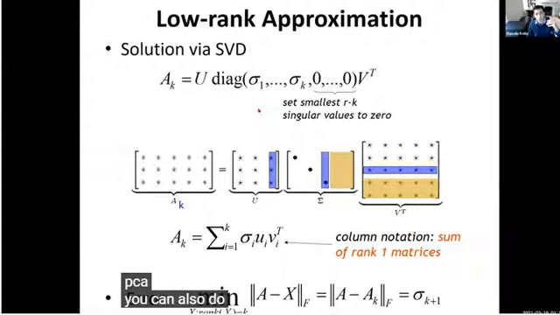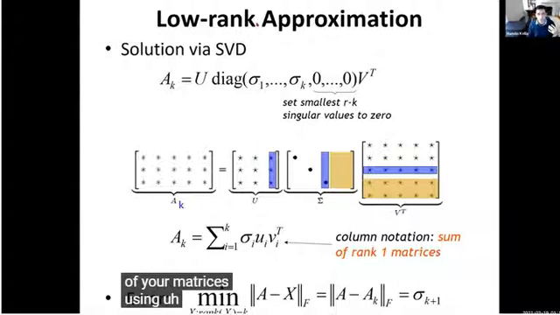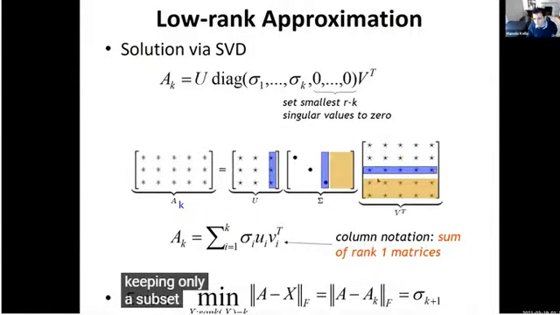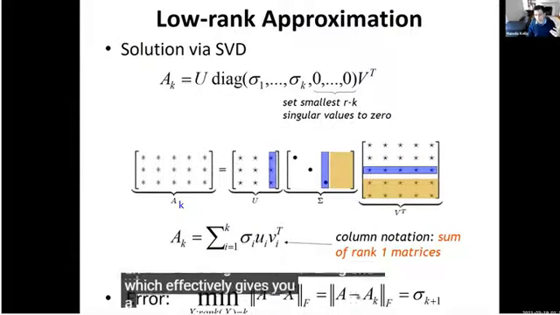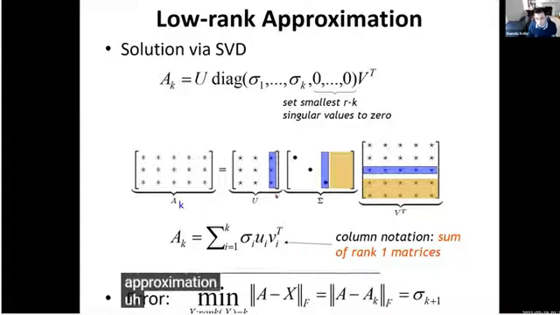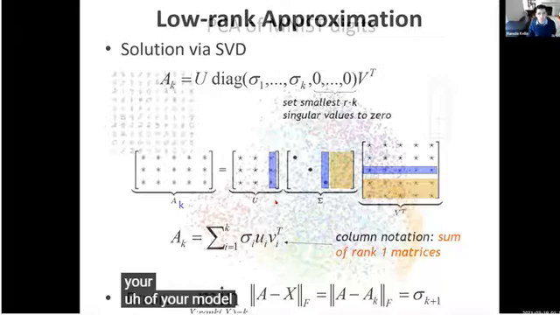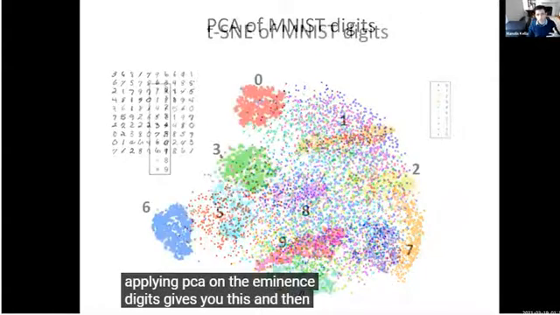You can also do low rank approximations of your matrices using this singular value decomposition approach of keeping only a subset of your singular values and then zeroing out the remaining ones, which effectively gives you a provably optimal lower rank approximation, assuming a particular distribution of your model. And then applying PCA on the MNIST digits gives you this. And then there are other approaches.